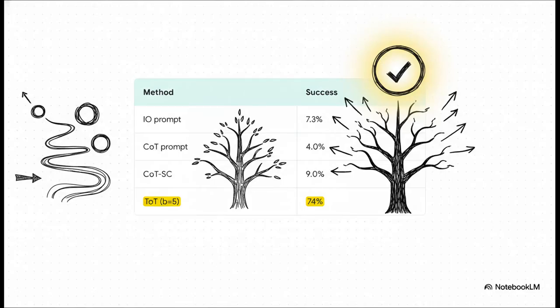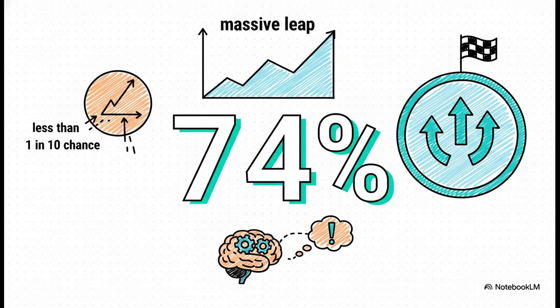And wow, just look at these results. A standard prompt gets it right about 7% of the time. Even those other advanced methods don't do much better. But tree of thought? It solves the puzzle correctly almost 75% of the time. It's not even close. 74%.